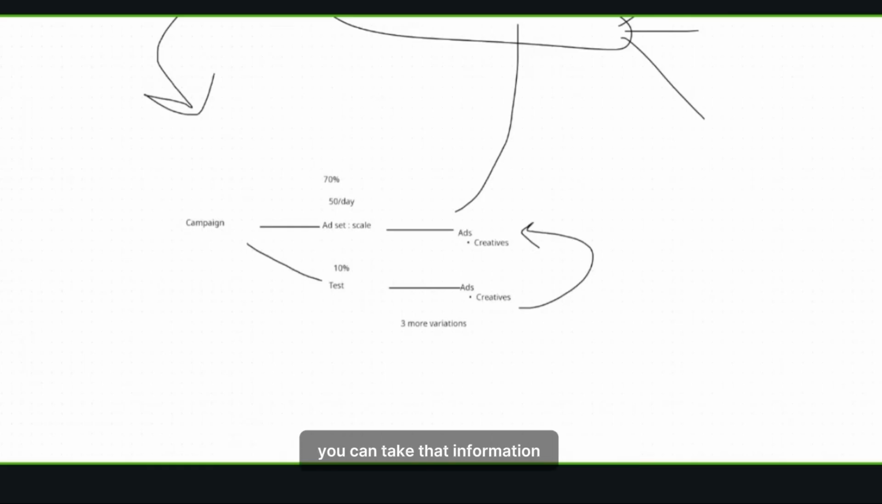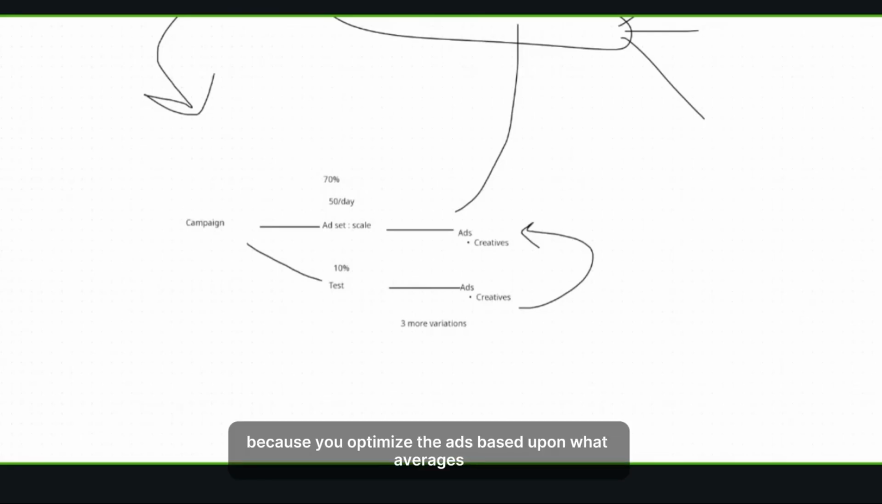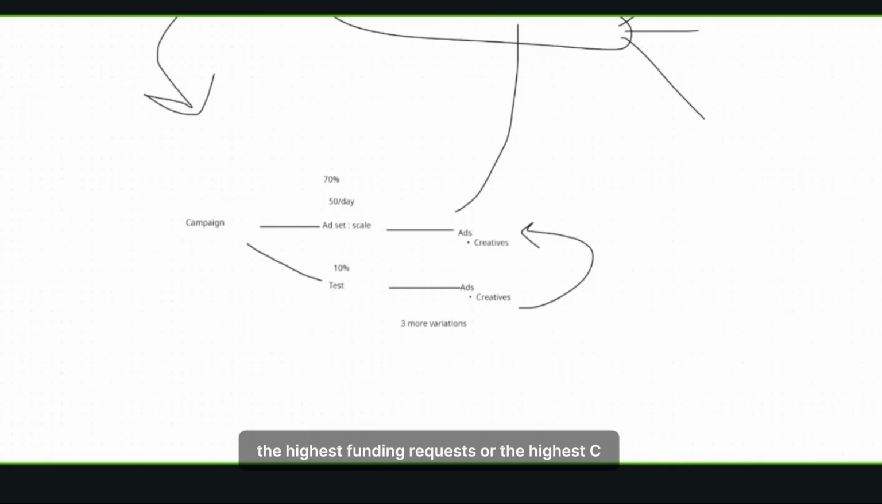You can take that database, throw it into ChatGPT and ask it, which ad IDs give you the highest qualification amounts, highest funding request amounts, highest credit card limits, highest credit scores. This way, when teams are taking these calls, they're not focusing on just these smaller deals. The campaign is optimizing to bring you in higher ticket deals, because you optimize the ads based upon what averages bring you the highest funding requests or the highest credit card limits.